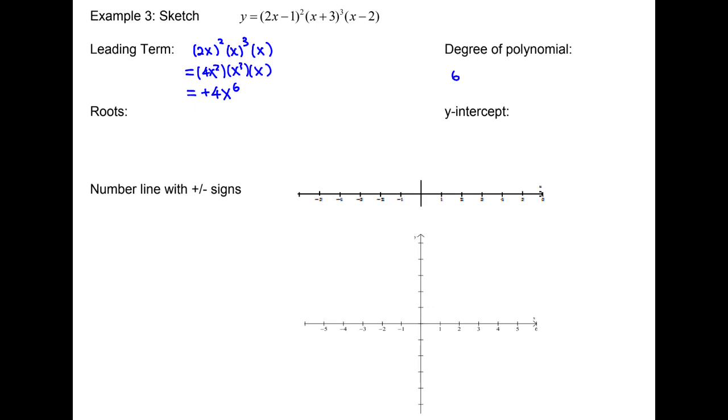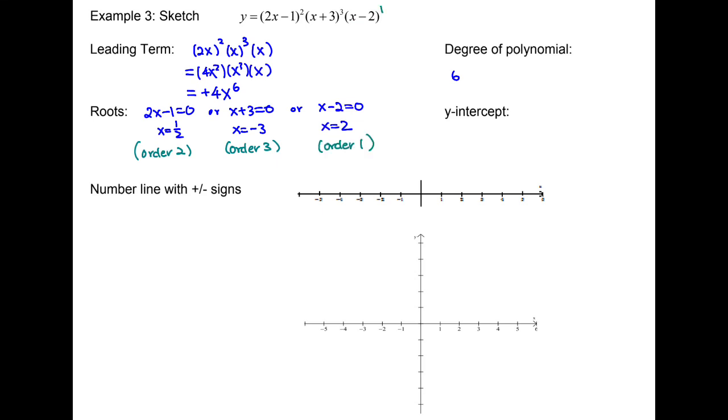Next, let's find our roots. That means 2x minus 1 will be 0, means x equals a half. Or x plus 3 equals 0 means x equals negative 3. Or x minus 2 equals 0 means x equals 2. Then we have to find the order of the roots by looking at exponents. So the first root has exponent of 2, so we say order is 2. The next one, exponent has a 3, so we say the order is 3. And the last one, the exponent is an invisible 1, so we say the order is 1.